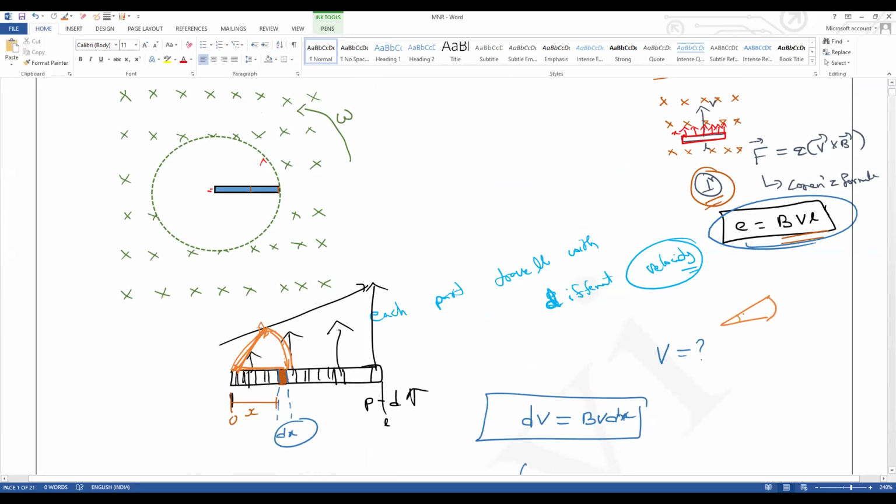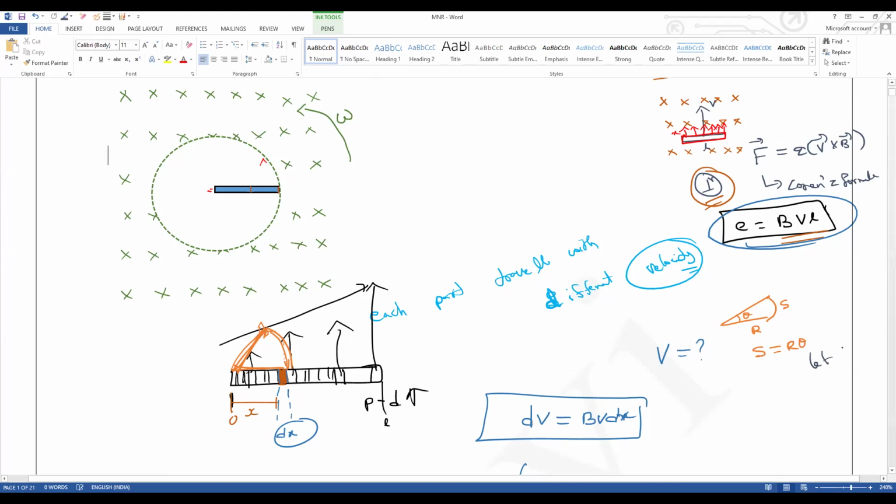The arc is with a theta angle, and this is radius r. Let me consider this as the distance S. So S is equal to what? S is equal to r theta. Everybody should answer. So S is equal to R theta.